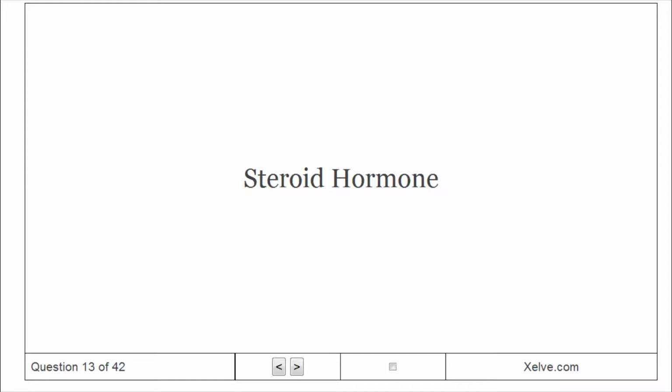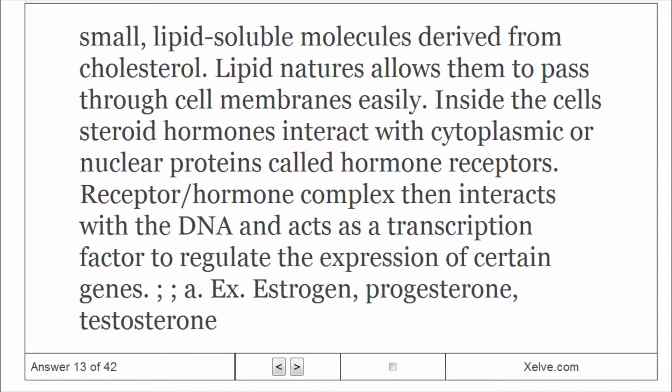Steroid hormone. Small, lipid-soluble molecules derived from cholesterol. Their lipid nature allows them to pass through cell membranes easily. Inside the cells, steroid hormones interact with cytoplasmic or nuclear proteins called hormone receptors. The receptor-hormone complex then interacts with the DNA and acts as a transcription factor to regulate the expression of certain genes. Examples: estrogen, progesterone, testosterone.